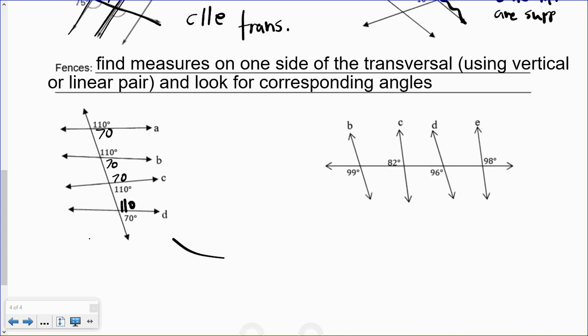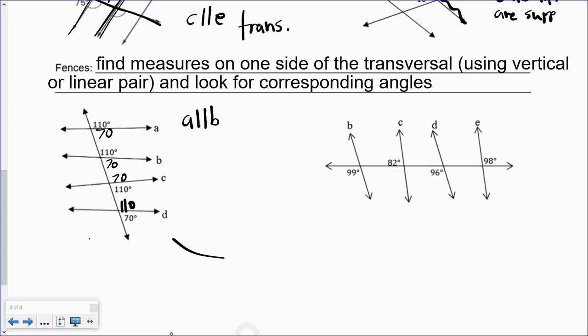Once you have all the angles filled out, now you're going to look for corresponding angles. Do you guys see any corresponding angles that are congruent? Where? On lines A and B? So what does that mean about lines A and B? They're parallel. So A and B are parallel because you're corresponding.